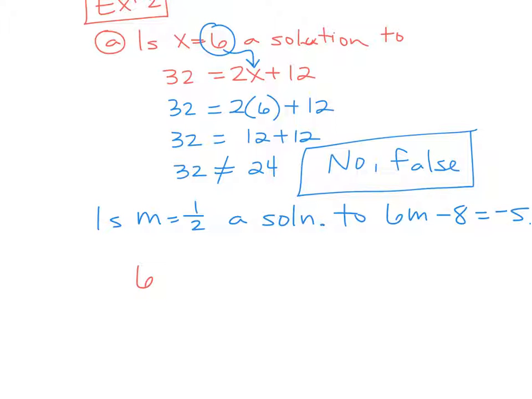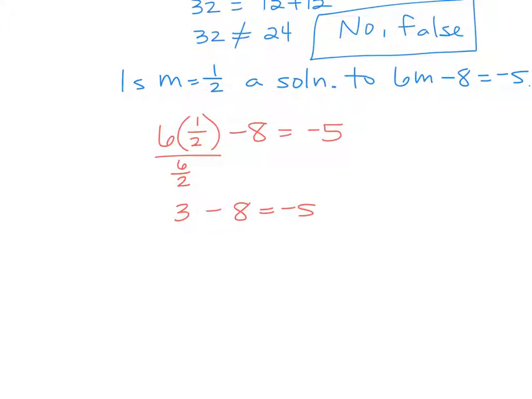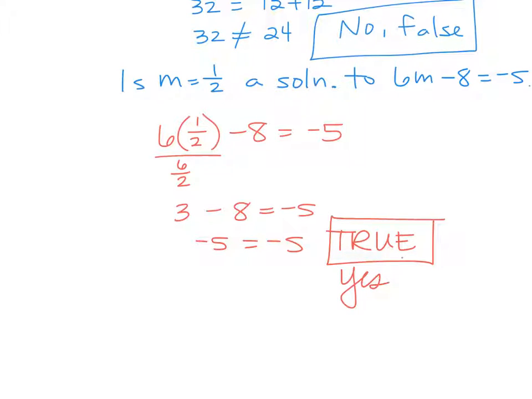So we have 6 times m, and m is 1/2, so 6 times 1/2 minus 8 equals -5. What's 6 times 1/2? 3. 6 over 2, which we would reduce to 3. So we're doing 3 minus 8 equals -5. What's 3 minus 8? -5. So -5 equals -5. It's true. Okay, so is it a solution? Your answer would be yes, it is a solution because it's a true equation.